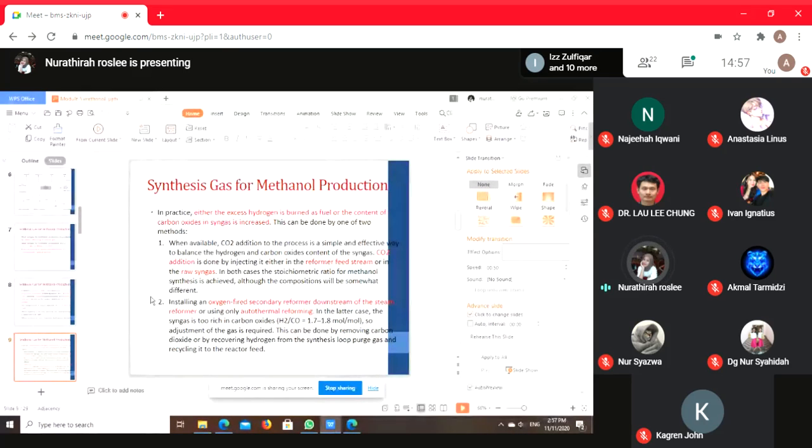And for the second method, installing an oxygen-fired secondary reformer downstream of the steam reformer, or using only autothermal reforming. In the latter case, the syngas is too rich in carbon dioxide, with H2 per CO approximately 1.7 to 1.8 mol per mole. So adjustment of the gas is required. This can be done by removing carbon dioxide, or by recovering hydrogen from the synthesis loop purge gas and recycling it to the reactor feed.